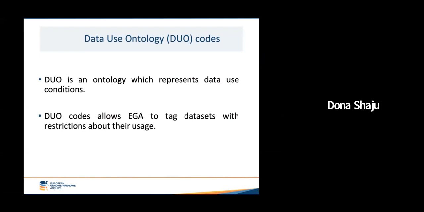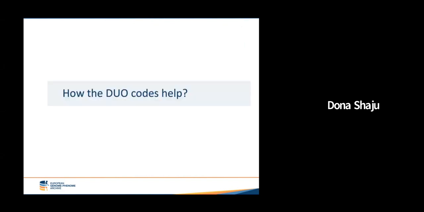So now the second part of the webinar is regarding data use ontology. So data use ontology, or in short DUO, is an ontology which represents data use conditions. So DUO codes allow EGA to tag dataset with restrictions about their usage. Now let's see how DUO codes help.